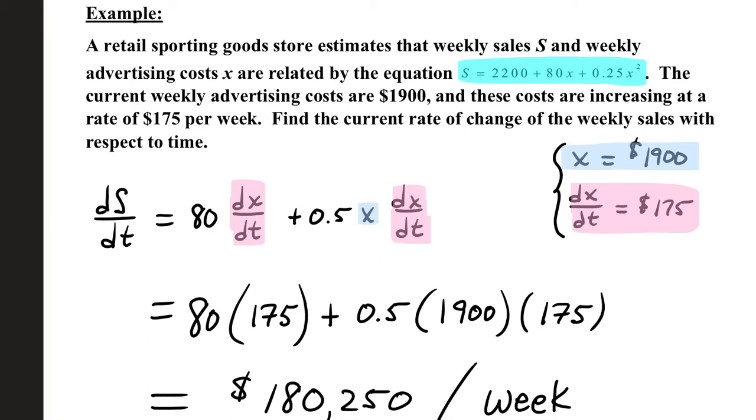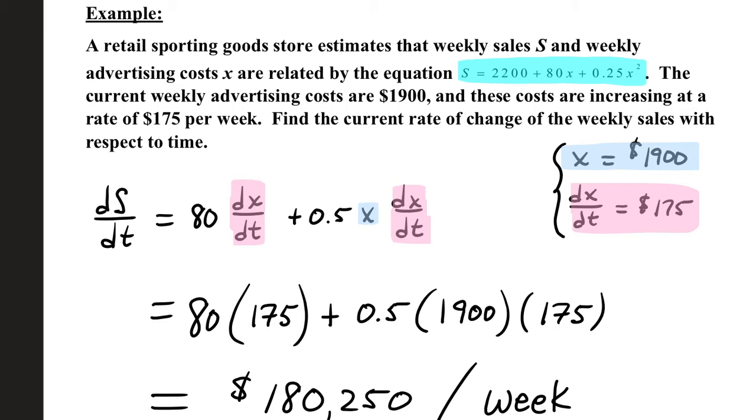A retail sporting goods store estimates that weekly sales and weekly advertising costs are related by the equation S equals 2200 plus 80x plus 0.25x squared. The current weekly advertising costs are $1,900, and these costs are increasing at a rate of $175 per week. Find the current rate of change of the weekly sales with respect to time.